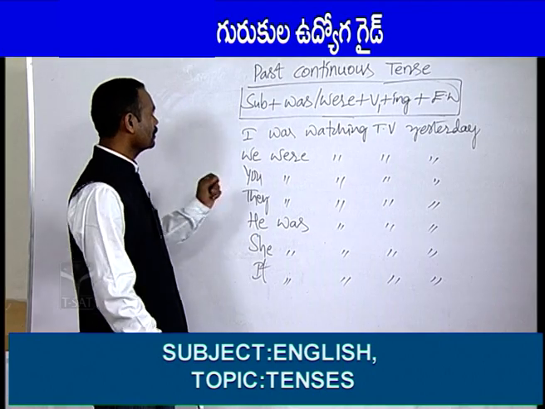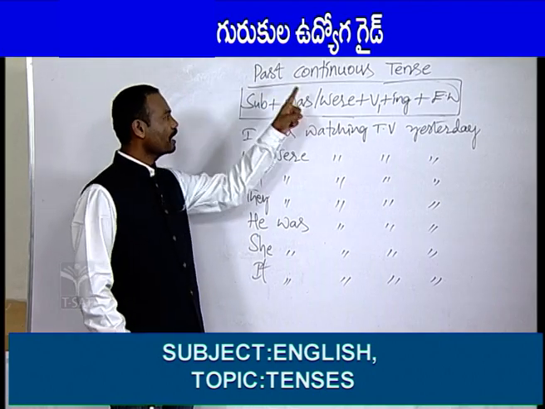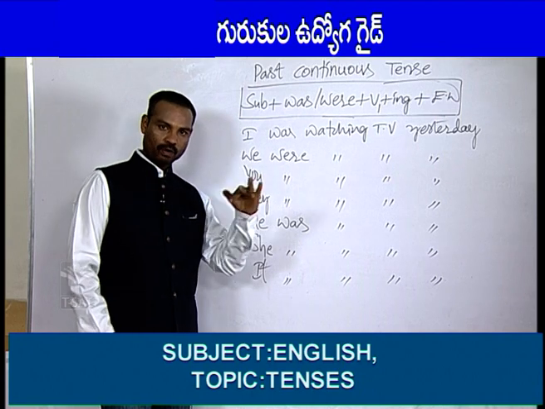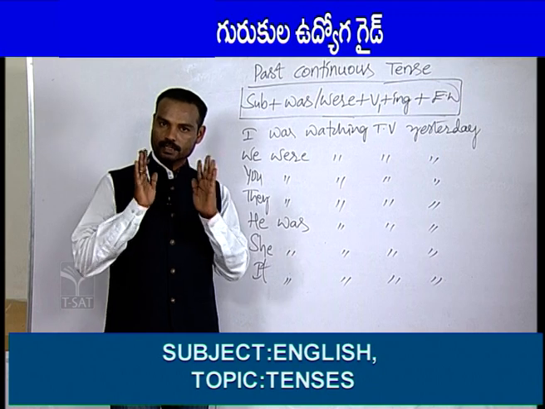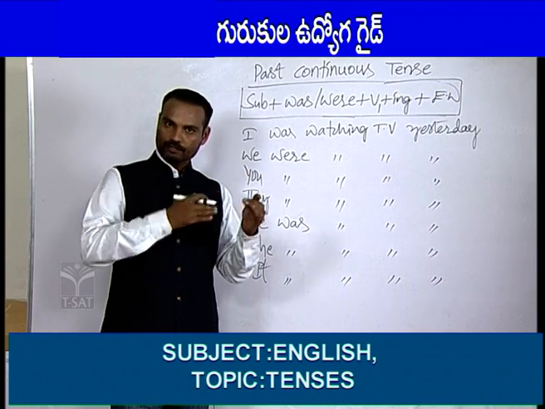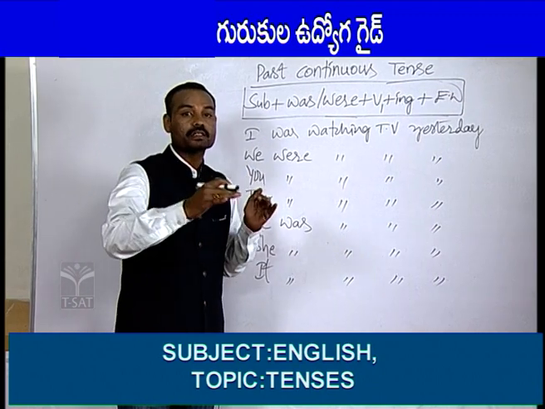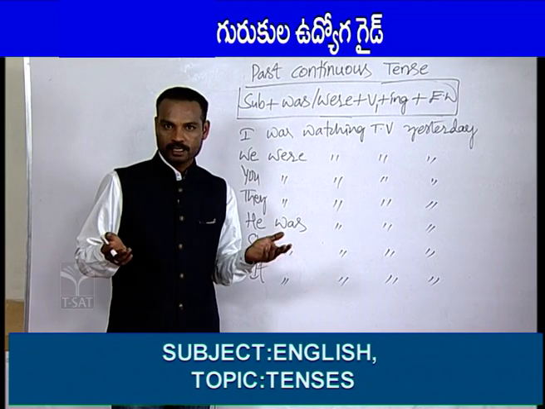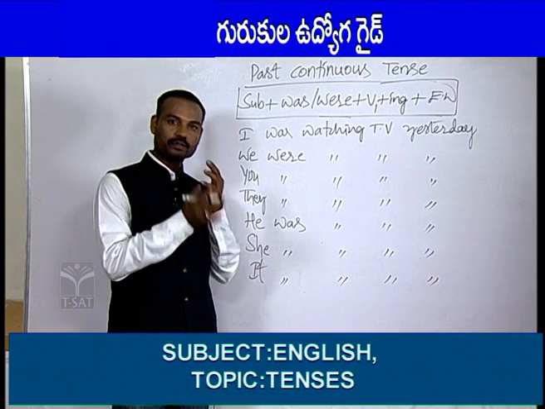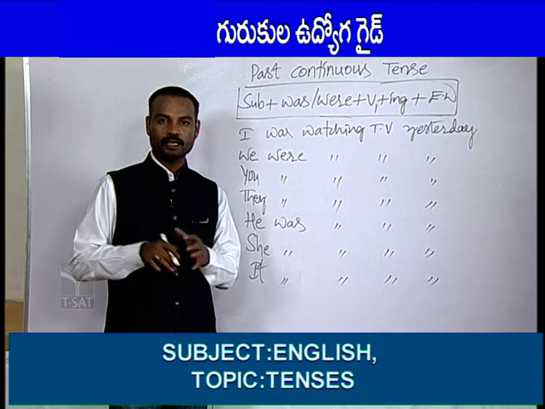Friends, let's learn another tense, that is past continuous tense. Now I am going to tell you the definition of past continuous. The tense which is used to indicate an action which was going on at some time in the past is called past continuous. Do you want me to explain once again? Yes, I am going to explain once again. Listen to me very clearly.